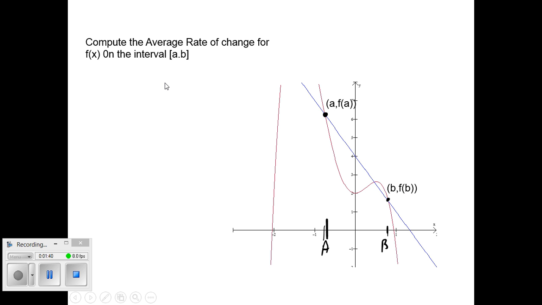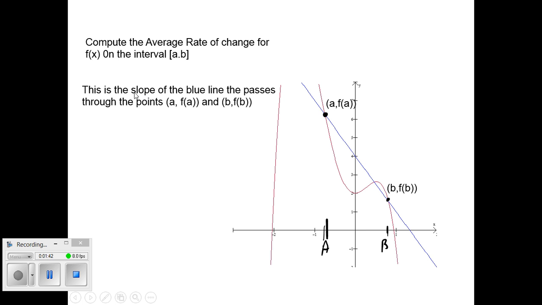The average rate of change is asking one thing: find the slope of the line between the 2 points, in this case a, f of a and b, f of b. That's what average rate of change is. It is the slope of the line between 2 points on a graph on a given interval.